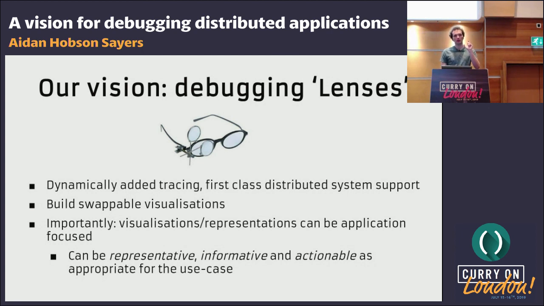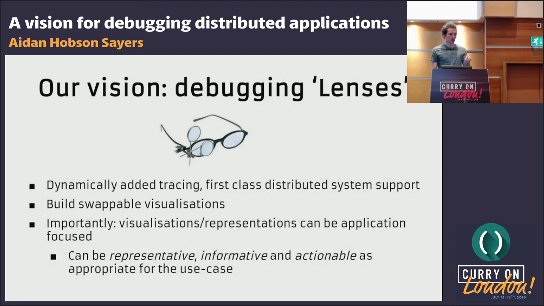And the key pieces of this that we believe are important and are potentially missing in the context of what we're trying to pursue are dynamically addable tracing and first-class distributed system support, as well as swappable visualizations. We've just established that all of these previous ways of looking at the system are valid. So why should we lock ourselves into just doing tracing or just having a state map?